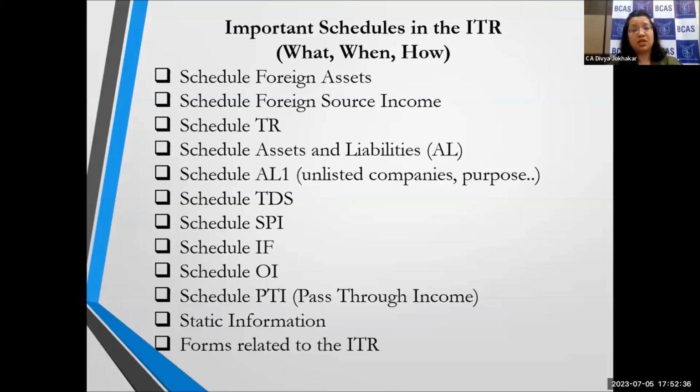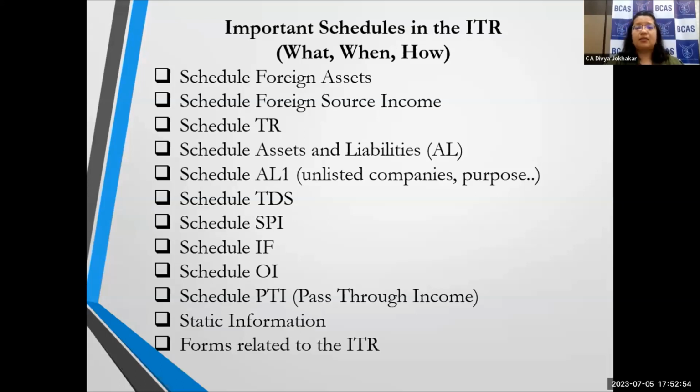SPI is special person income. If I have a minor daughter whose income needs to be clubbed in my return, I will have to give her name, PAN, and show the income by claiming 1,500 rupees per child as an exemption under 10(32). Schedule IF is income from firms.